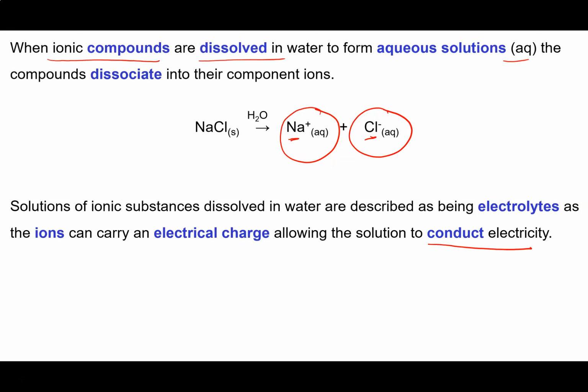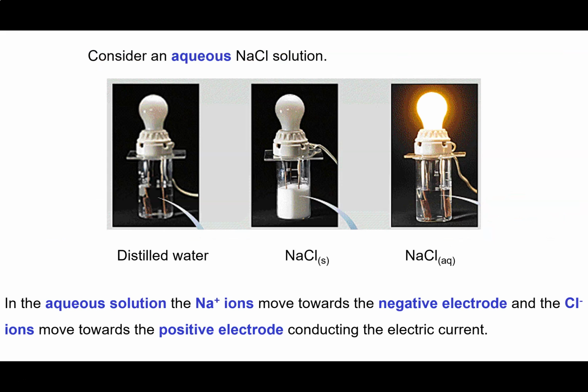Solutions that are able to conduct electricity are referred to as electrolytes. So when ionic compounds are dissolved in water, they form electrolytes, which are solutions able to conduct electricity. The reason that they're able to conduct electricity is because we have mobile cations and anions.